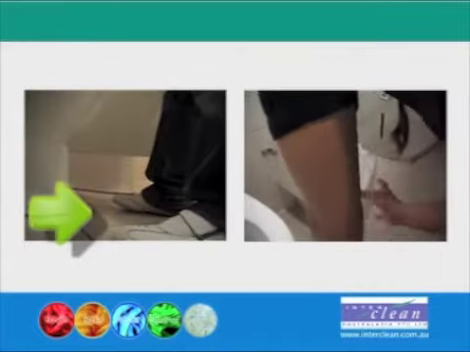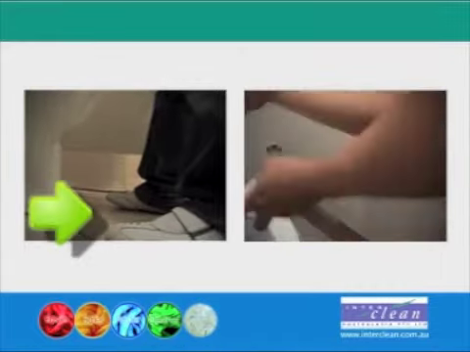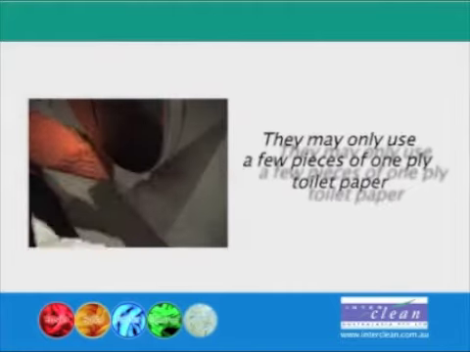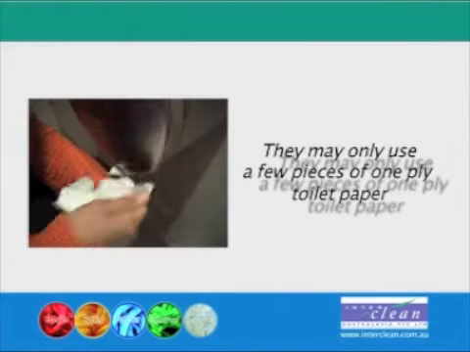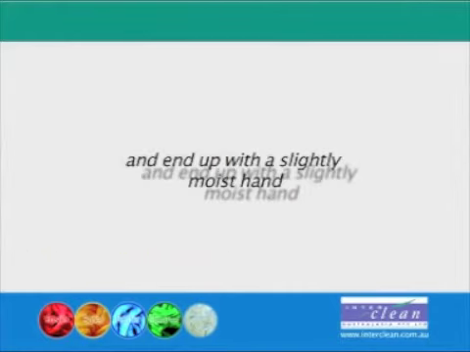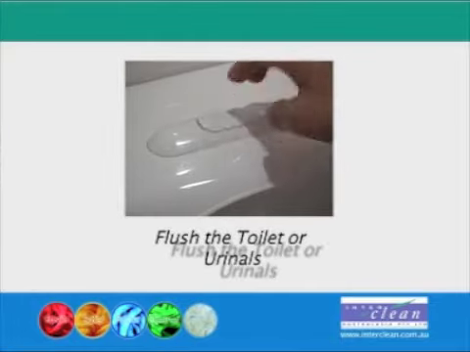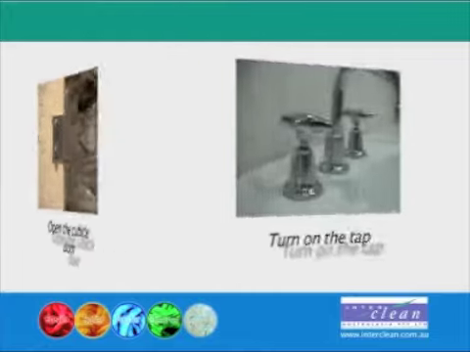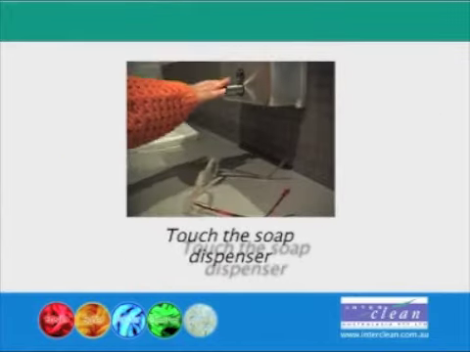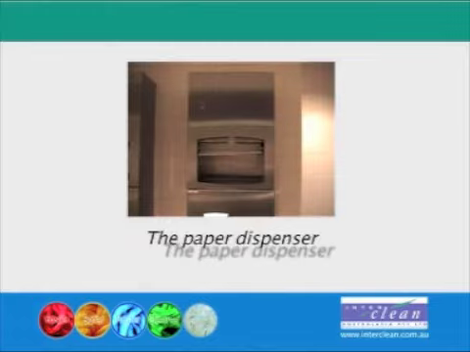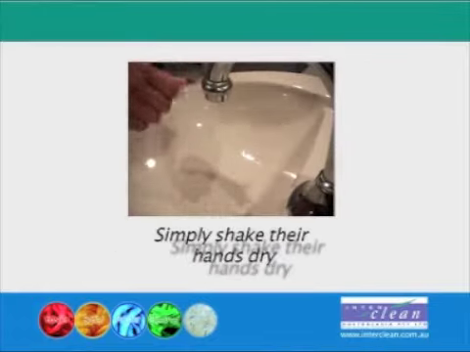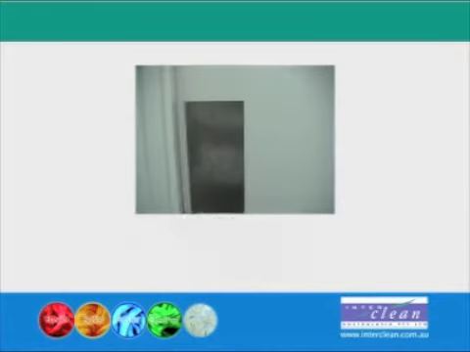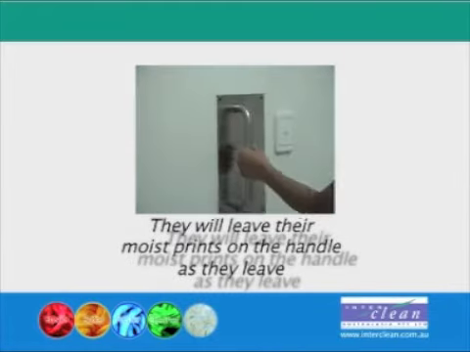When you think about it, it is possible that someone else may not clean up after their business as well as you do. They may only use a few pieces of one-ply toilet paper and end up with a slightly moist hand. This hand is then used to flush the toilet or urinal, open the cubicle door, turn on the tap, touch the soap dispenser, the paper dispenser, or they may simply shake their hands dry. Then, as a last-ditch effort to infect you, they will leave their moist prints on the door handle as they leave.